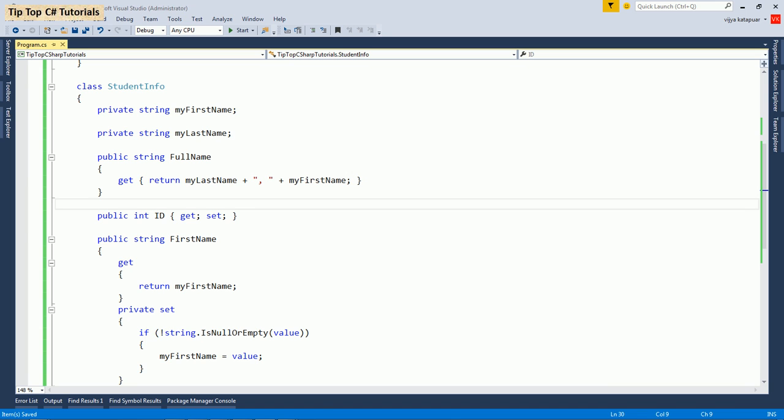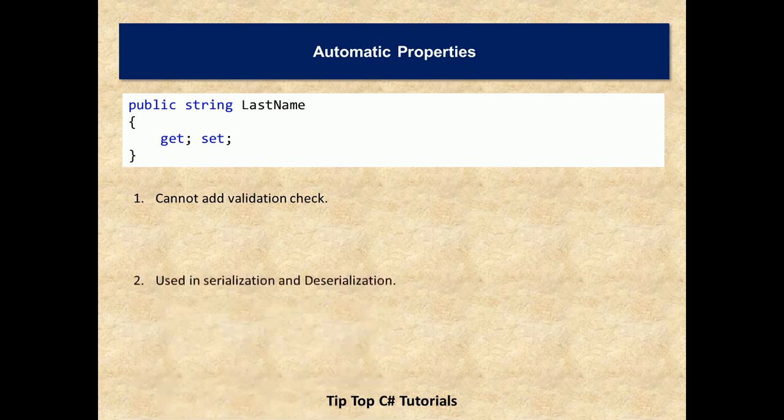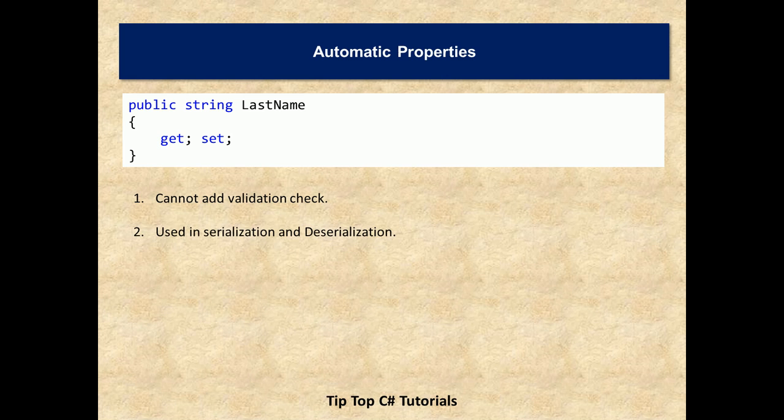Defining an auto property is pretty simple, but it comes with its own disadvantage. You cannot add a validation check because you are not setting anything internally. So you cannot have a validation check for the value that is being set. But this will be widely used in serialization and deserialization, where you will have attributes mentioned over a property, whether it can be serialized or should not be serialized, and the serialization deserialization logic assigns values directly to the auto properties.